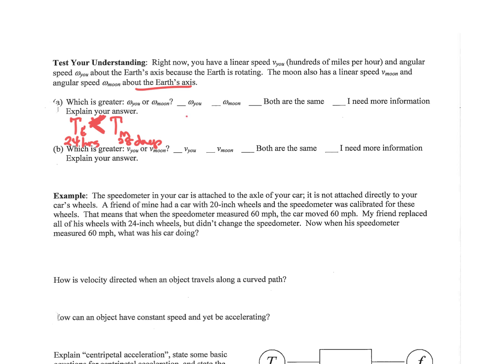All right, well, we know omega is equal to 2 pi divided by the period. So as T goes up, omega goes down. So if the moon has a greater period, it has a lower angular rotation rate. So which one is greater? Well, this should be u, I guess.